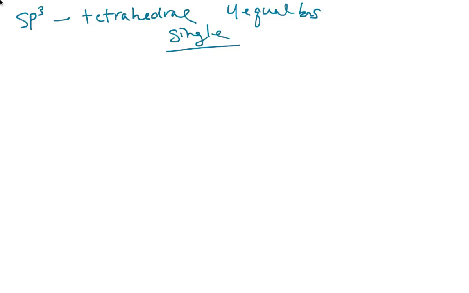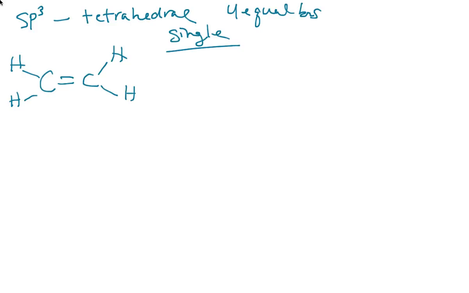You can't have double bonds or triple bonds, because these are all 4 orbitals pointing as far apart as possible, and so there can't be side-to-side overlap, only end-to-end overlap. If you need to make a second bond, there's no way you can do that if it's sp3 hybridized.